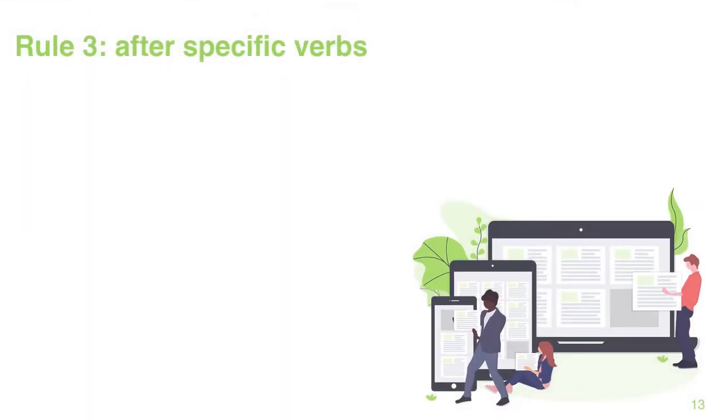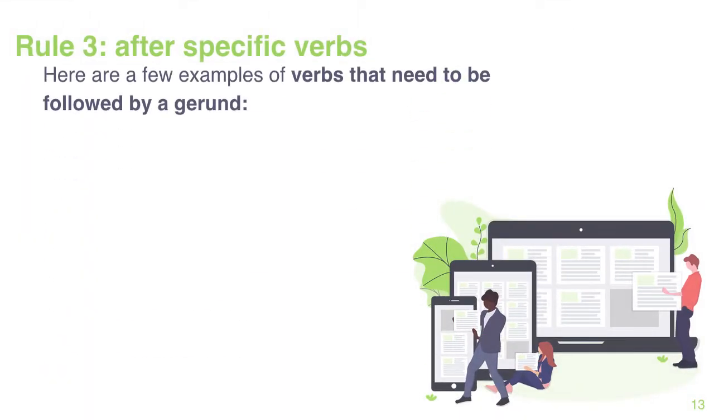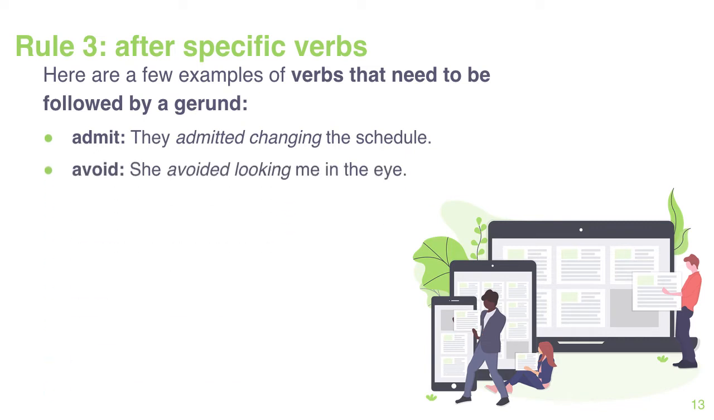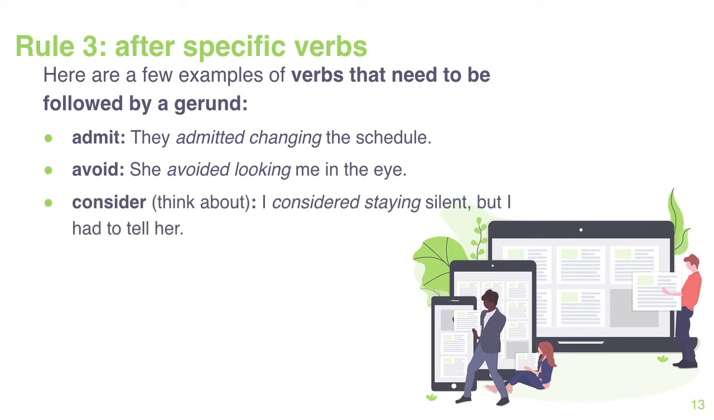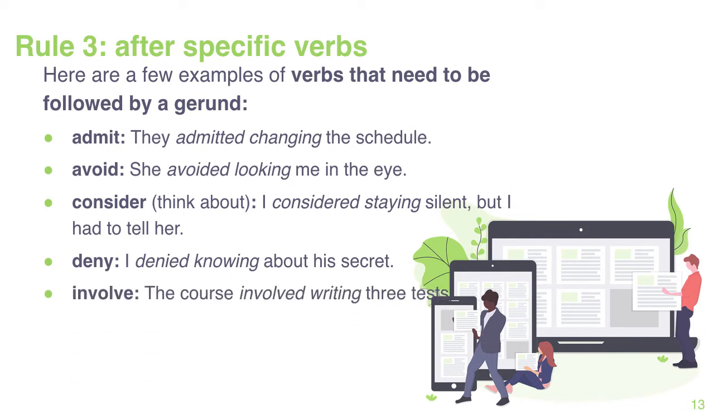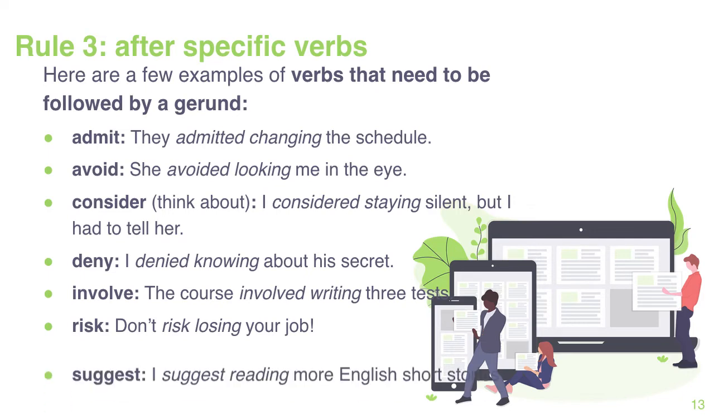Rule number 3, after specific verbs. Here are a few examples of verbs that need to be followed by a gerund. Admit. They admitted changing the schedule. Avoid. She avoided looking me in the eye. Consider. I considered staying silent, but I had to tell her. Deny. I denied knowing about his secret. Involve. The course involved writing 3 tests. Risk. Don't risk losing your job. Suggest. I suggest reading more English short stories.